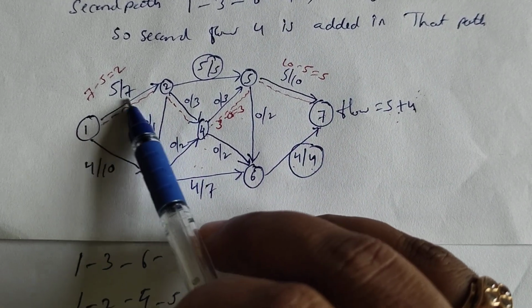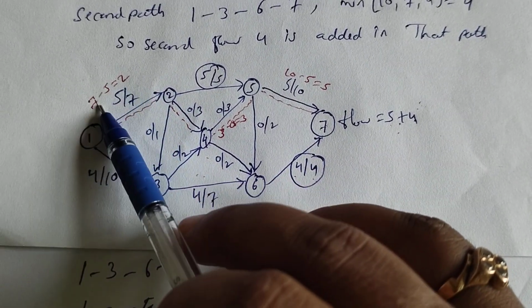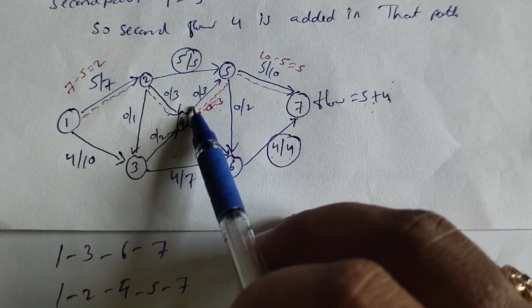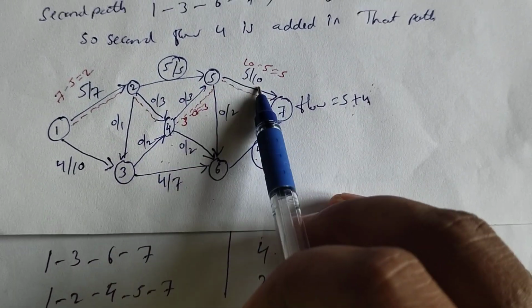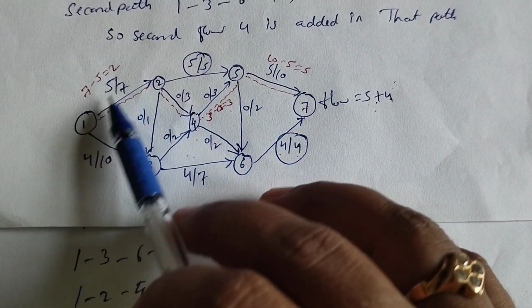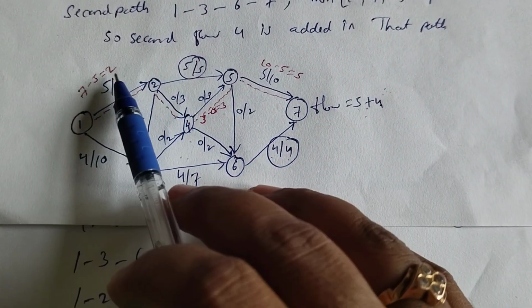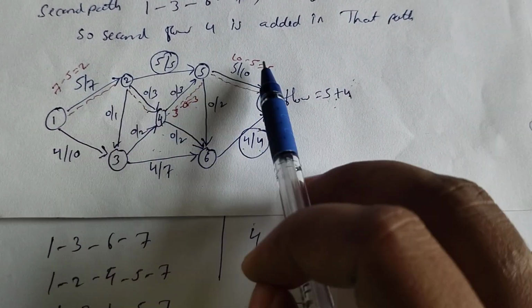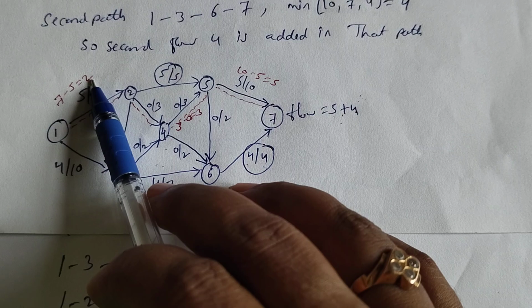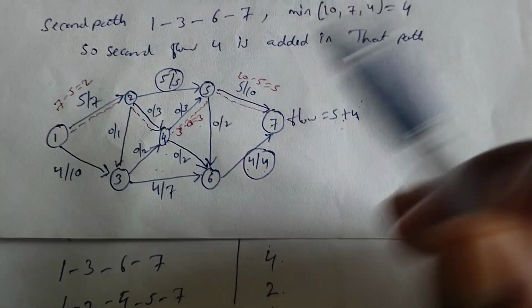Here 5 by 7 is there, so the bottleneck value becomes 7 minus 5, that is equal to 2. Here it is 3 minus 0. Here it is 3 minus 0. Here it is 10 minus 5, that is equal to 5. Among 2, 3, 3, 5, the minimum value is 2. So 2 becomes the flow value for the next network.